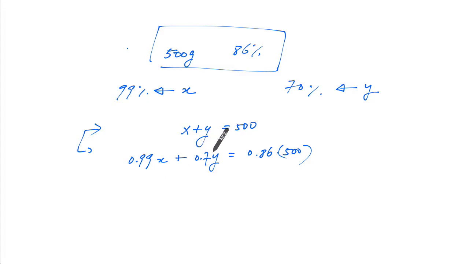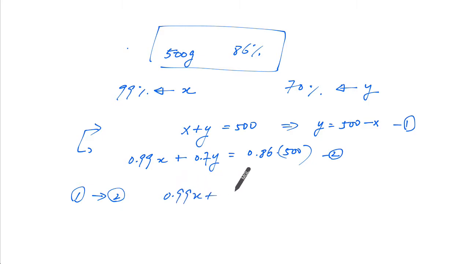Once we're here, we can solve it by elimination or substitution. Here I'm going to solve it by substitution. Let y be 500 minus x. I'm going to call that equation 1, and I'm going to call this equation 2. Substituting equation 1 into equation 2, y we can replace with 500 minus x.